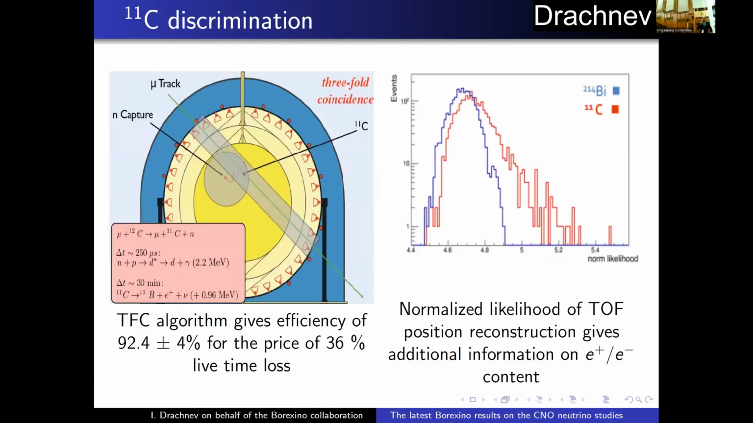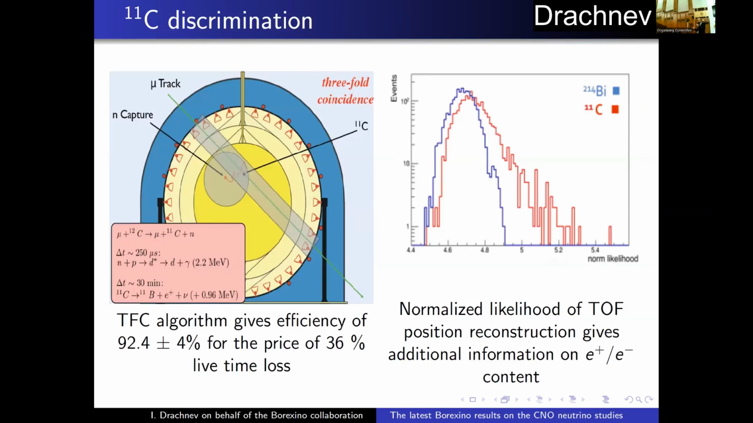Then some of the components can be suppressed with some features. I'm not listing all of them, but this is, for example, the carbon-11, which can be suppressed by a veto because it's produced by spallation. So you have the muon, then the neutron. You can put a geometrical and temporal veto and separate the data set into two parts and fit them independently. So in one of them, you suppress carbon-11 by 92.4% for some lifetime loss. Plus, we also have the likelihood of the position reconstruction.